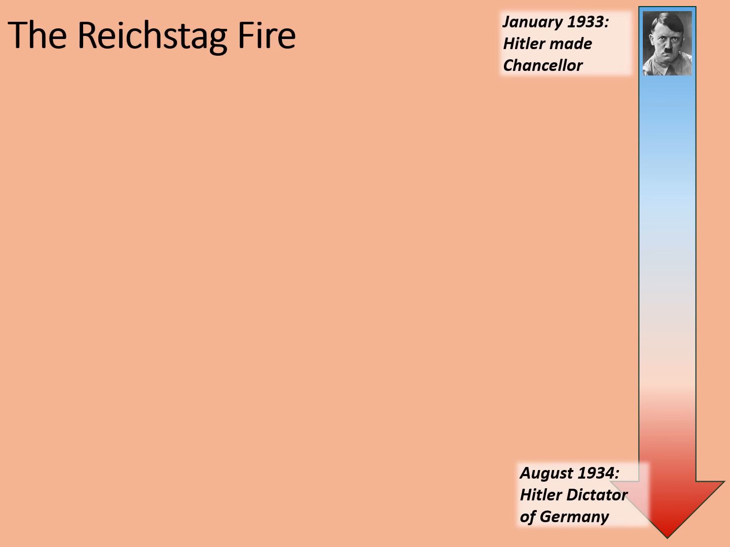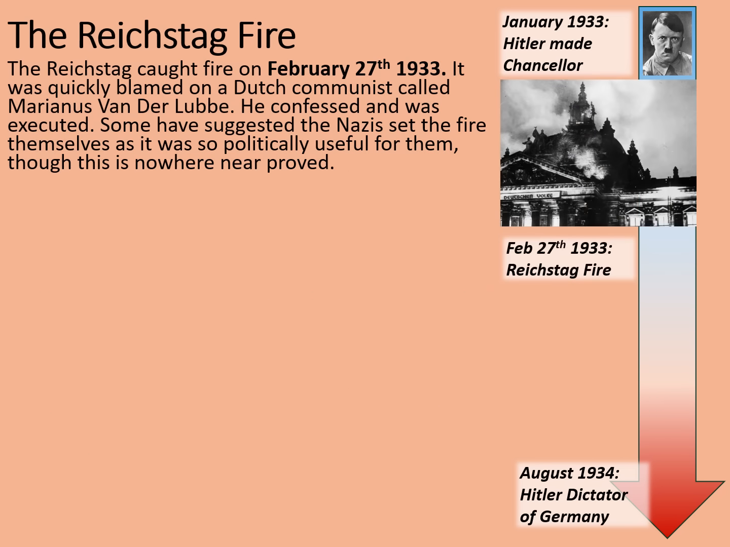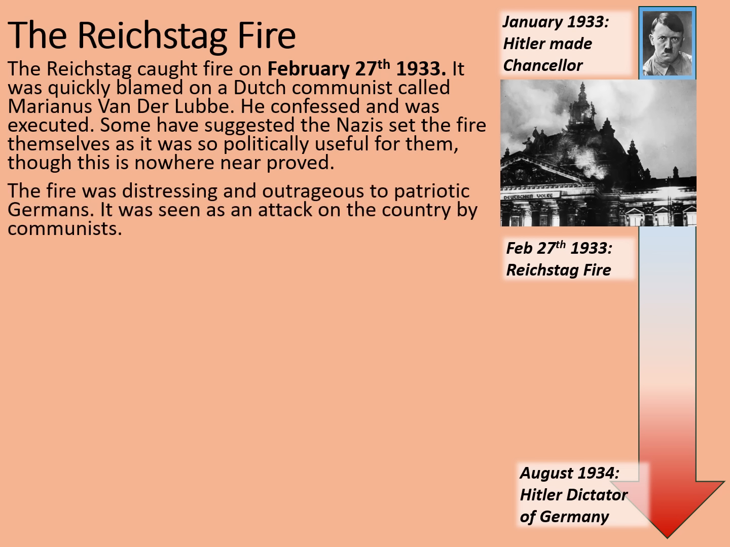The first key event was the Reichstag Fire. The Reichstag caught fire on February the 27th, 1933. It was quickly blamed on a Dutch communist called Marianus van der Lubbe. He confessed and was executed. Some have suggested that the Nazis set the fire themselves, as it was so politically useful for them, though this is nowhere near proved.